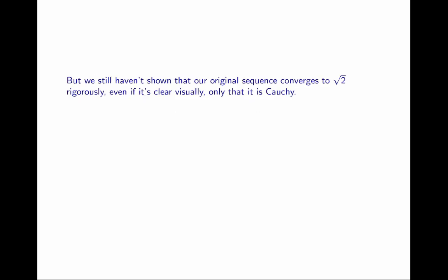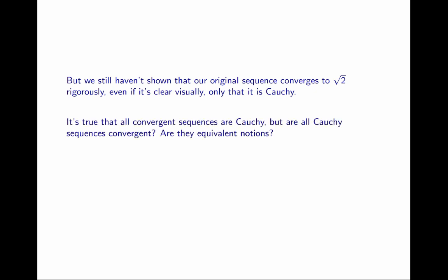But we still haven't shown that our original sequence converges to the square root of 2 rigorously, even if it's clear visually. We've only shown that that sequence is Cauchy. And we have not shown that a Cauchy sequence must be convergent. We've shown that a convergent sequence must be Cauchy. So, are all Cauchy sequences convergent? Is the idea of convergence and Cauchy equivalent notions?